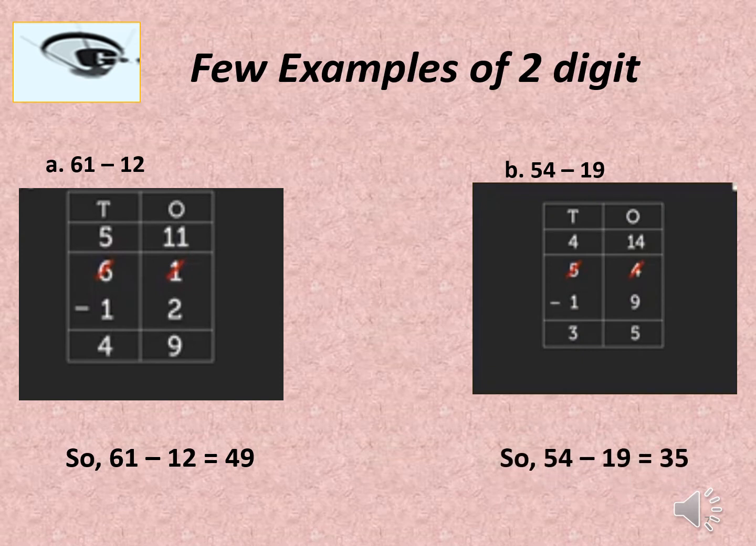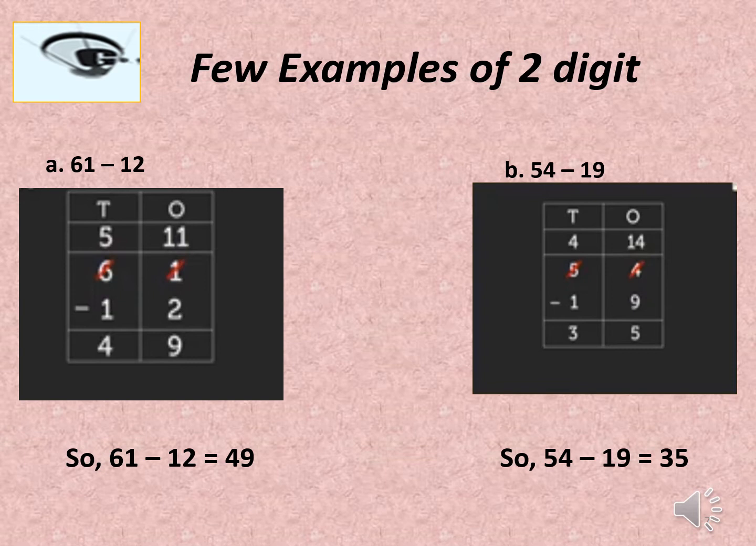Okay, dear students, let's do a few examples now. So in A part, 61 minus 12. So what we will do first, we will align the sum under tens and ones value. As you know already, first we will solve the ones value.